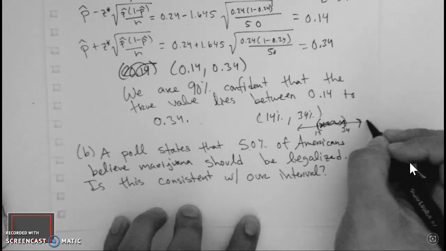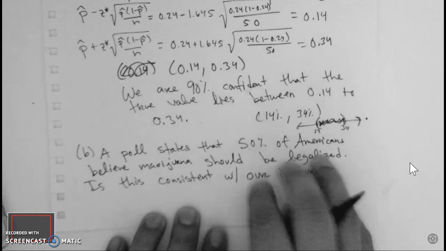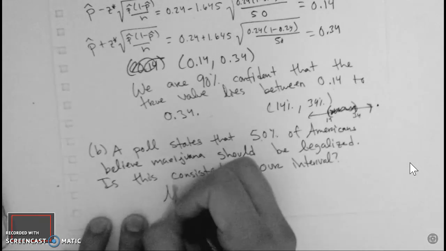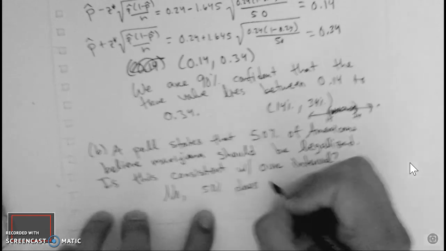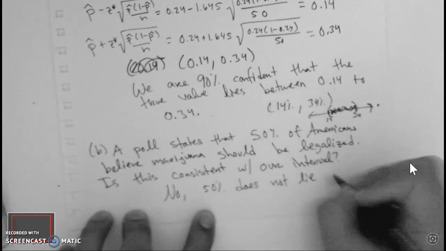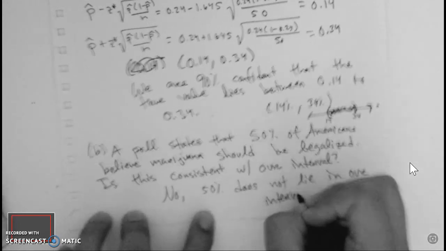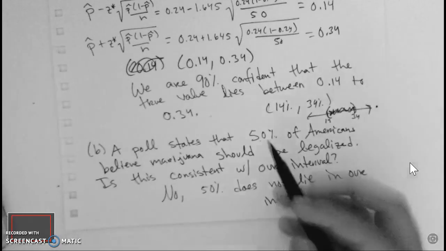50% is way over here. It doesn't lie in here. So this is not consistent. 50% does not lie in our interval. Therefore, we cannot conclude that this is correct.